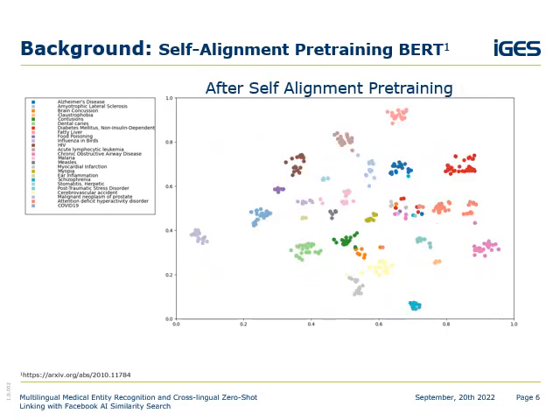So as we can see, what self-alignment pre-training does is it takes those clusters of synonyms which correspond to a given medical concept and it makes them closer together so that we don't have overlapping clusters. We have smaller, tighter clusters.